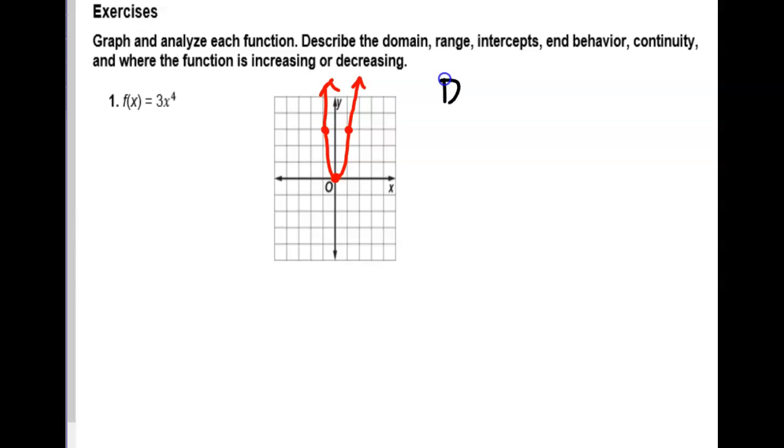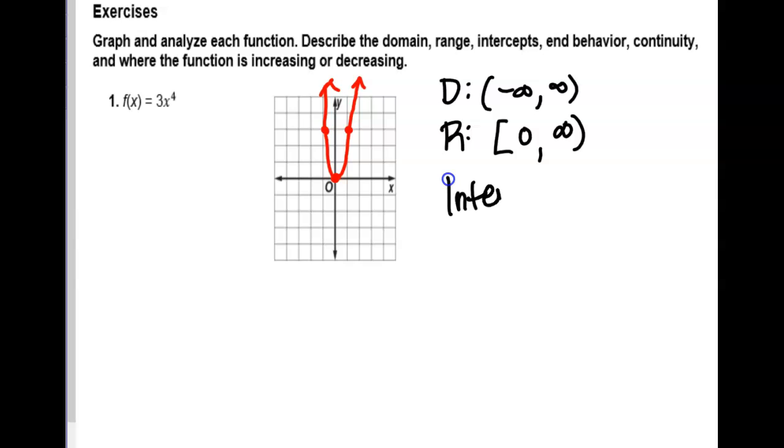You need to help me find the domain. Anybody? Yeah, guys, look at the function. There was no denominator or radical, right? So it's all real numbers. Range, though, what can come out? Brackets, 0, comma infinity. Okay. The intercepts? Yeah, 0, 0 is both the X and the Y intercept.